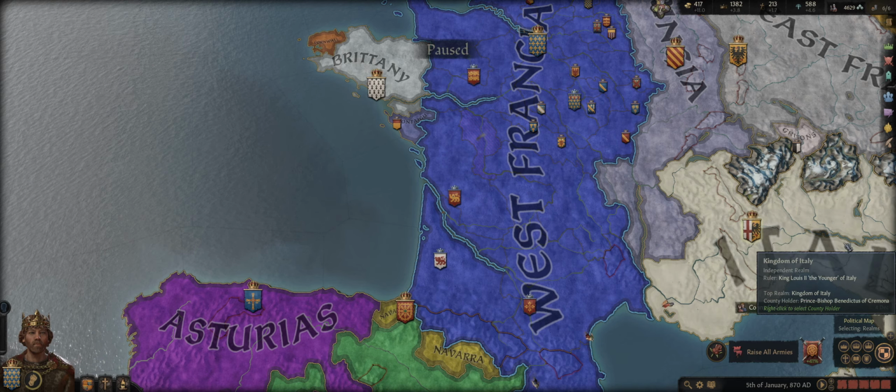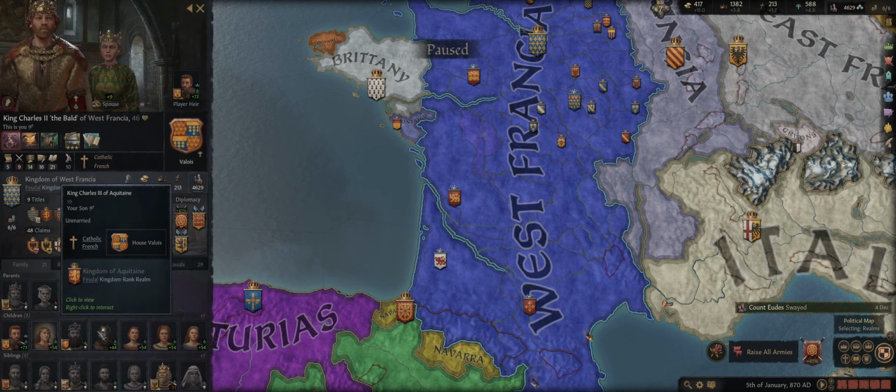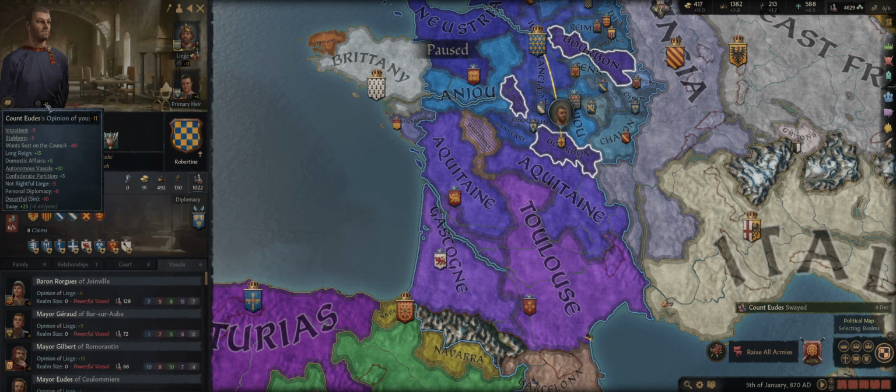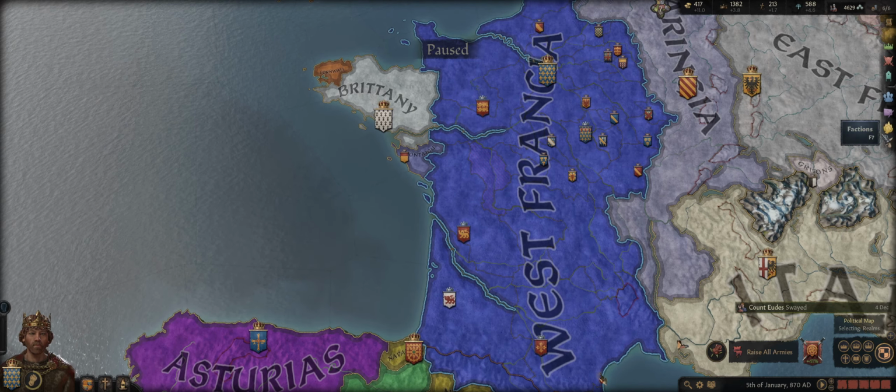Alrighty, as you can see there, he now has a plus 25 opinion of us. So if we go back to him, he is now at minus 11. So that's one way to keep your vassals happy if they want a seat on the council and their stats are horrendous, or in this case where we simply don't have enough to pass it along.